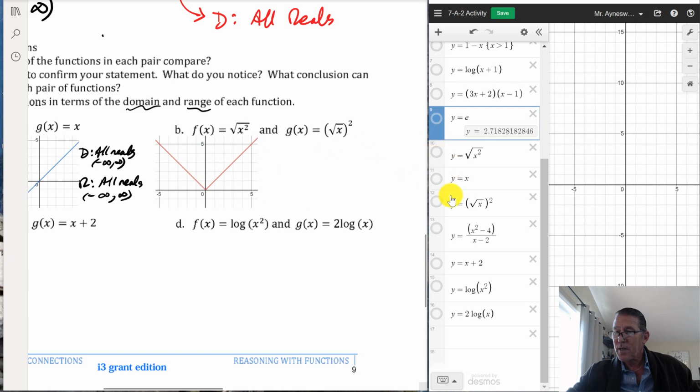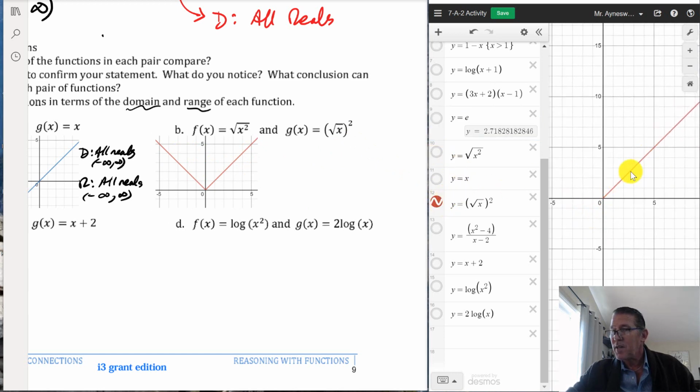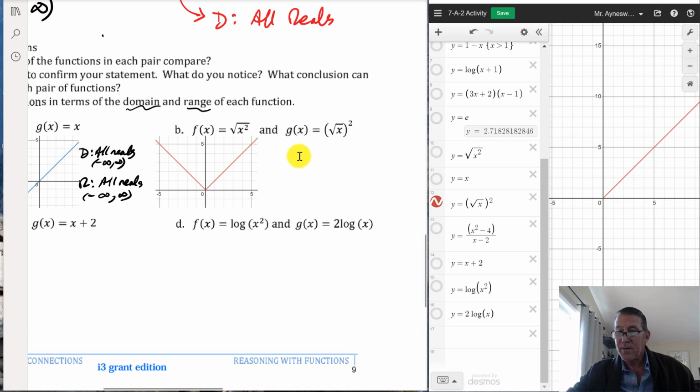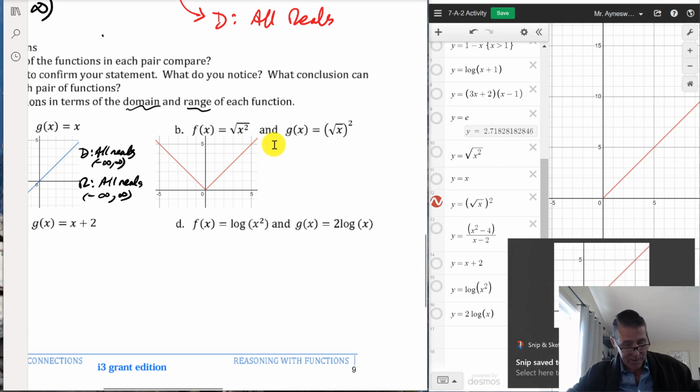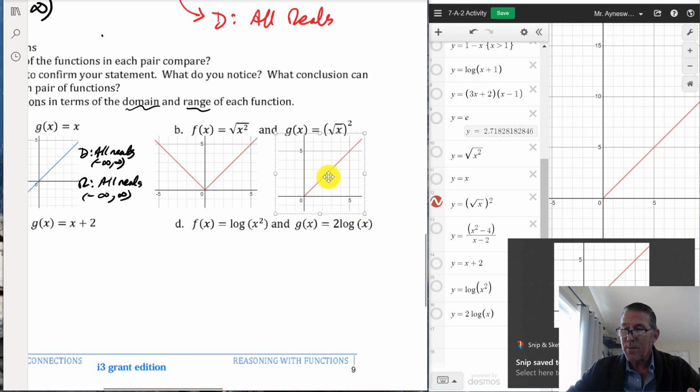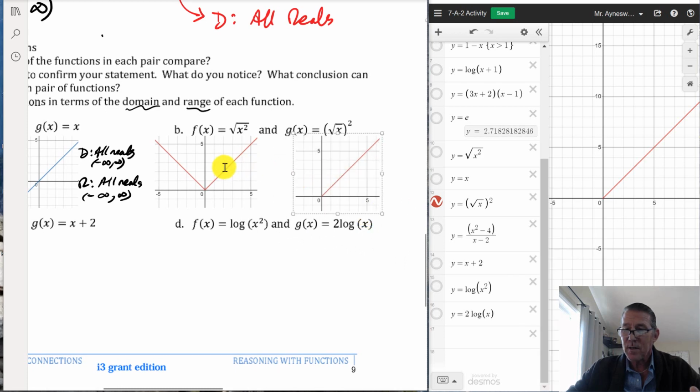But we need the new function here. So I'm going to turn this one off, and I'm going to graph the second one. And notice the second one's different. It's the right side only. Holy cow, it only exists to the right of 0. So this one's different, obviously. Let me just put them side by side. And again, you just sketch these graphs on your paper because they are different.